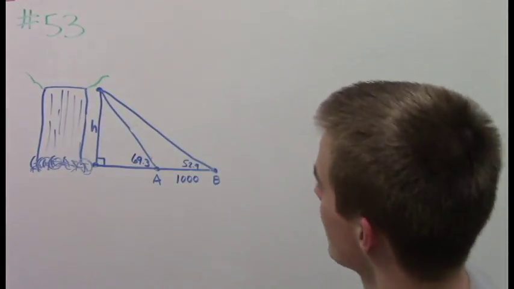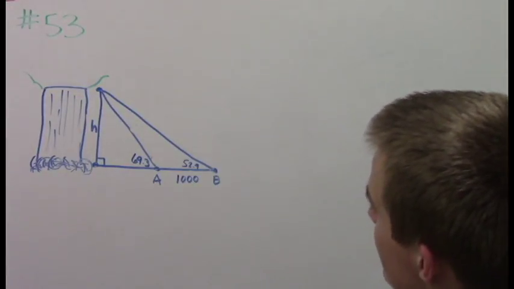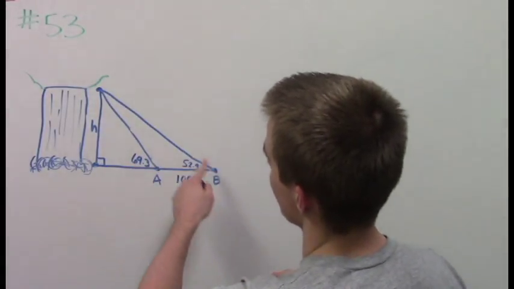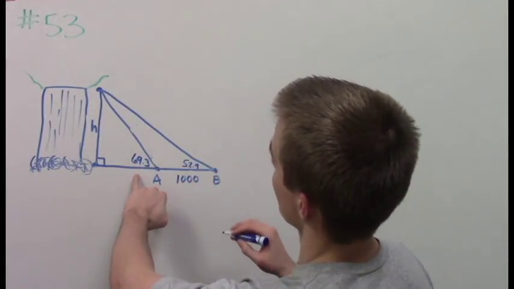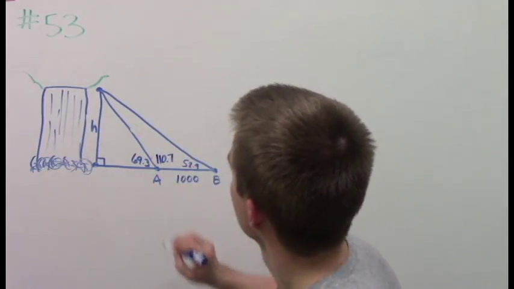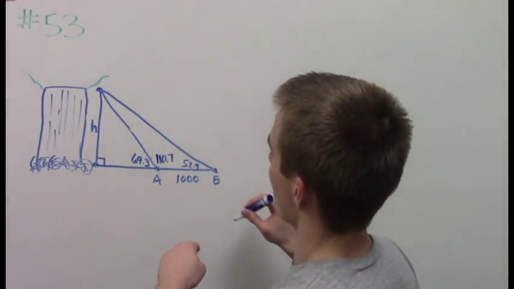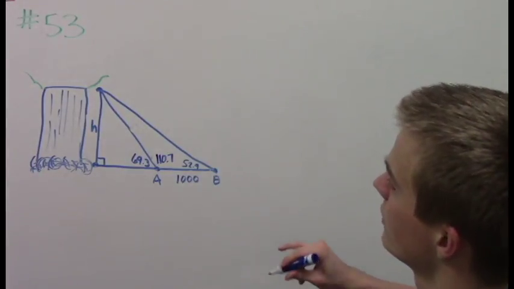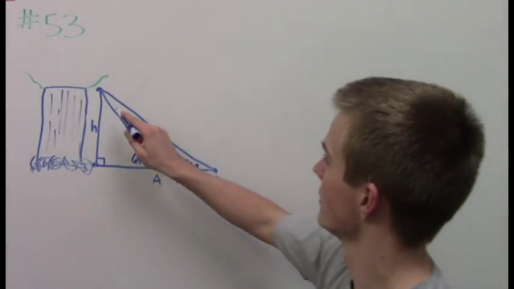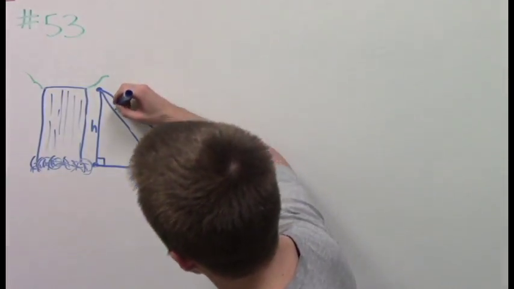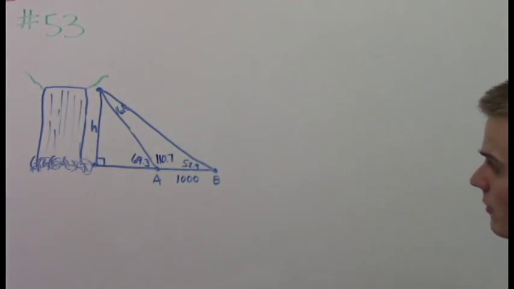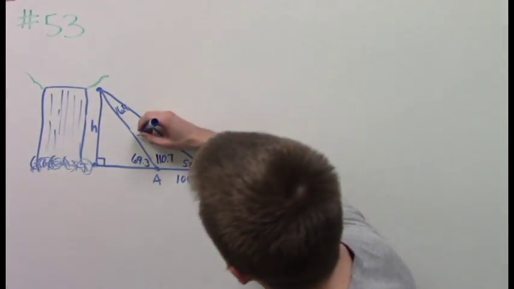So we will label that as H. So first thing we're going to do is we're going to solve this triangle. And we know that 180 degrees minus 69.3 is 110.7. And then we know that 180 minus 110.7 minus 52.9 will give us this angle, which is 16.4. Now that we know those two angles, we want to figure out this side right here.